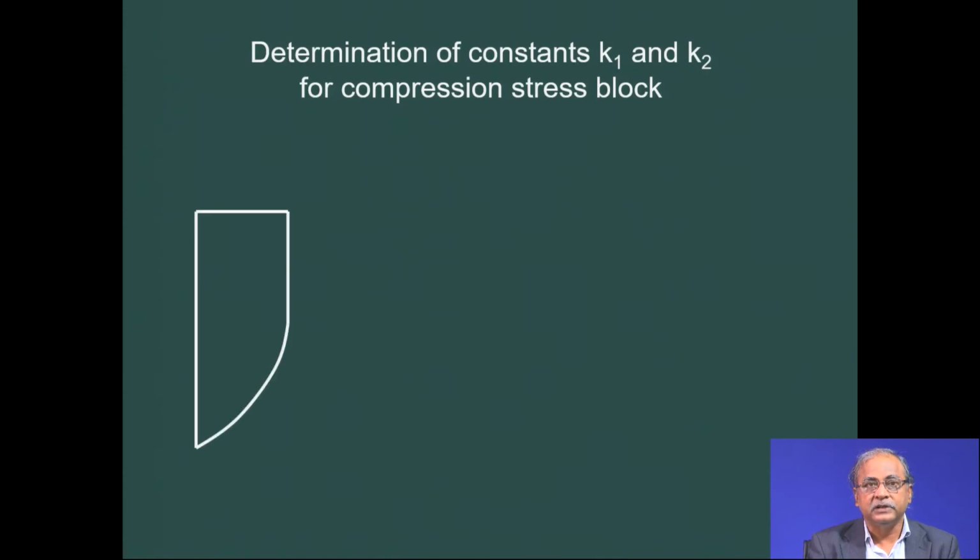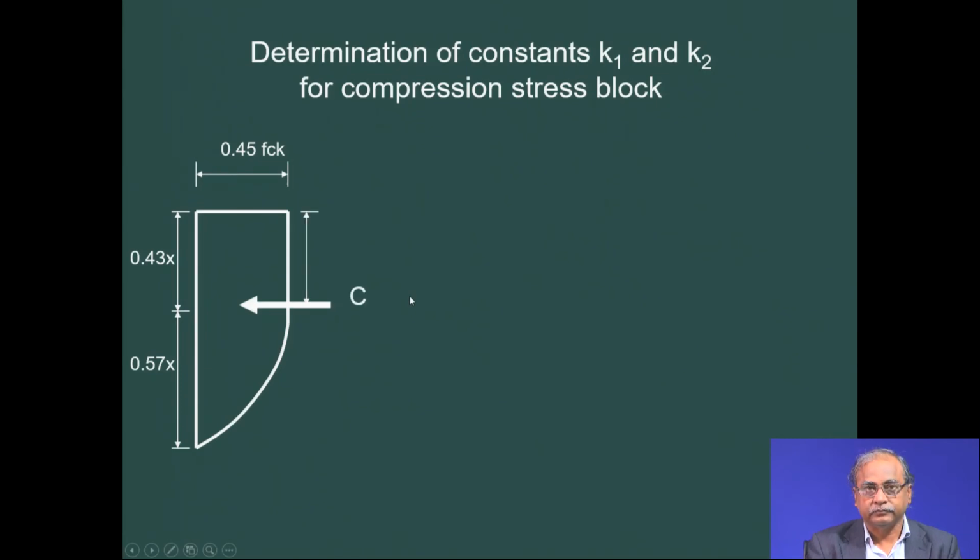So, obviously, we shall draw the figure. 0.45 fck, this portion. At the point in the middle, this is 0.002 and this is 0.0035. So 0.002 means this portion will be 4 by 7, which is 0.57x, and 3 by 7 means 0.43x, and this is the force C, and this portion is K2x.